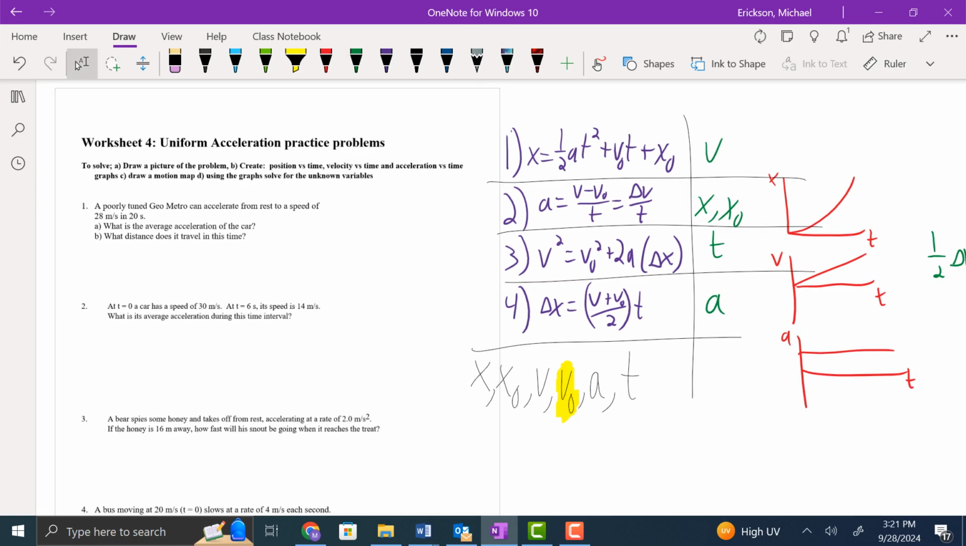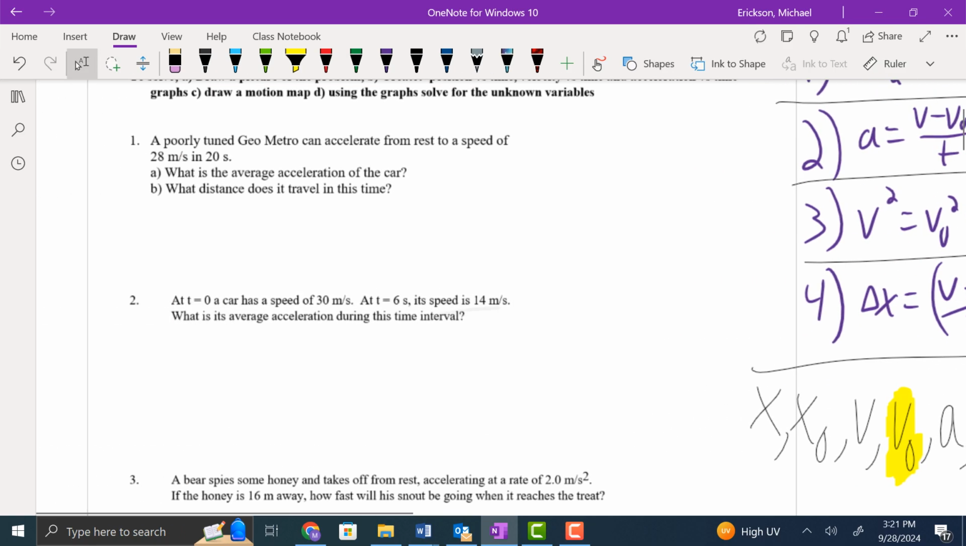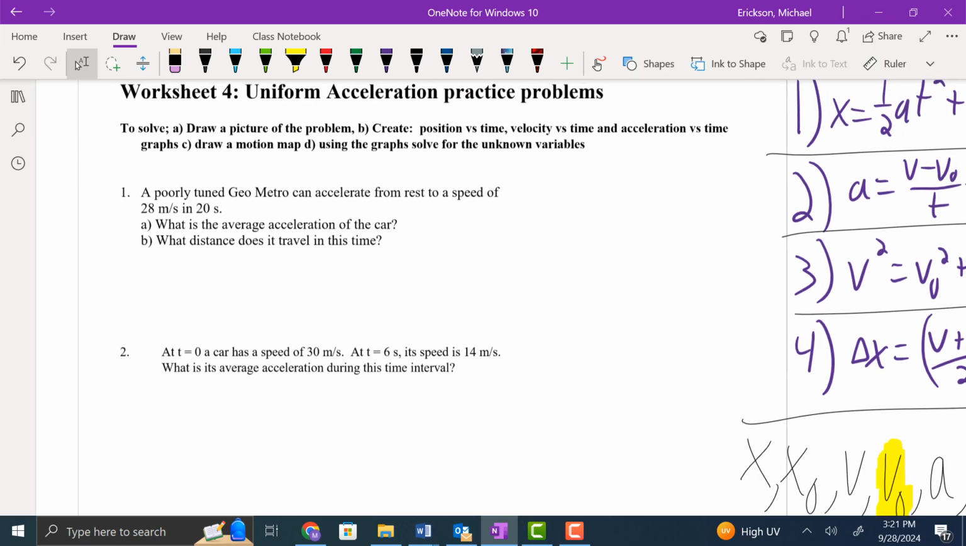I'll do this first problem here. So we get a poorly tuned geometro can accelerate from rest to a speed of 28 meters per second in 20 seconds. What is always a good practice is to list out any variables we're given. So I see, okay, 28 meters per second. So it's accelerating to a final speed of 28 meters per second. I also see, t is equal to 20 seconds. And at 20 seconds, I should be at 28 meters per second.